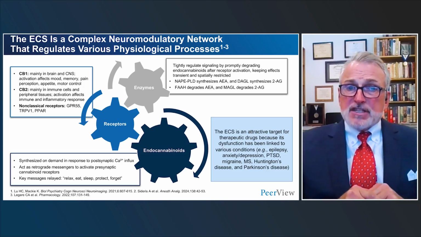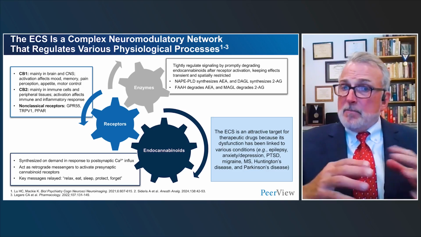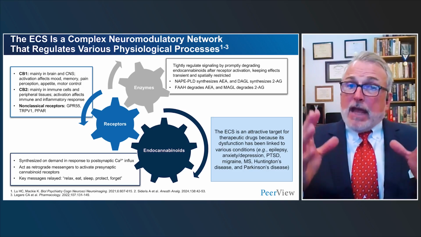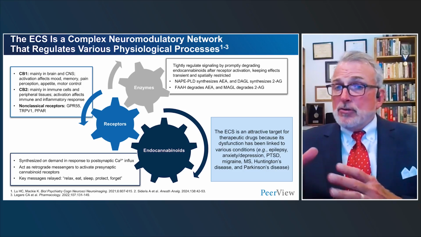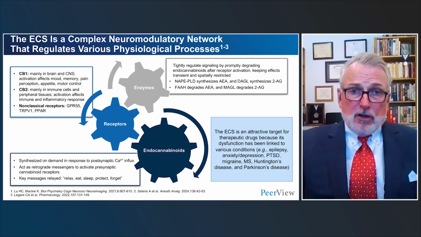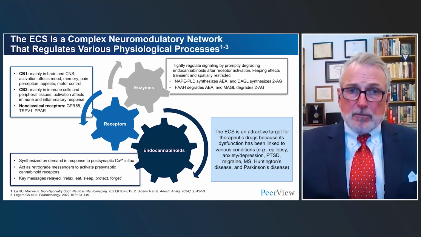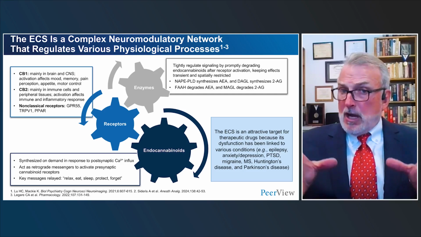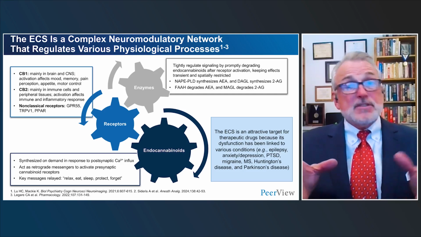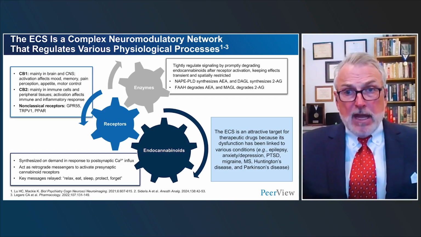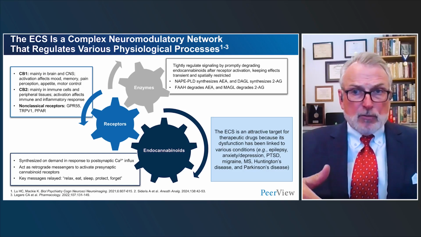acid. So this is NAPE-PLD that makes arachidonoylethanolamine, and DAGL that produces 2-arachidonoyl glycerol. These are the two major endocannabinoids in our bodies. Then there are complex and selective enzymes that degrade those molecules. So we make them on demand, 2-AG and AEA, and then we degrade them when we're done using them.